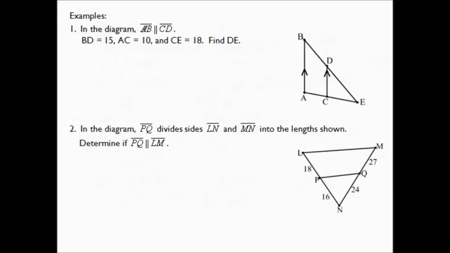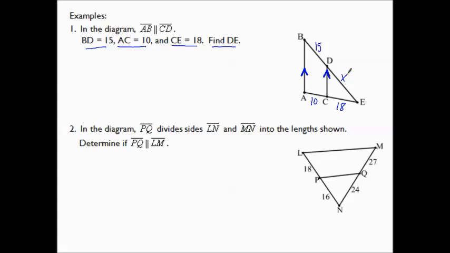In the diagram, this tells us segment AB is parallel to segment CD. So that's shown in the picture. AB is parallel to CD. BD is 15. So I'm going to put that in the picture, 15 for BD. AC is 10. So AC, put 10. CE is 18. CE is 18. Find DE. We'll put X there because we don't know it.